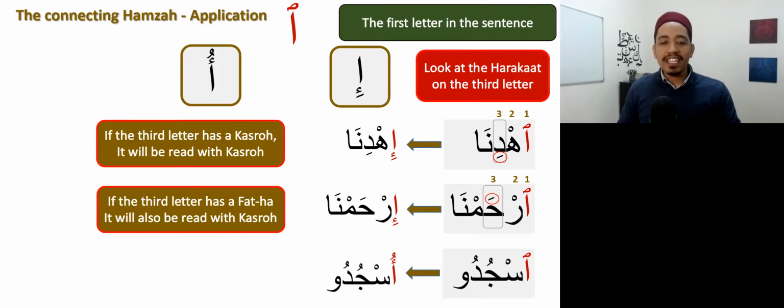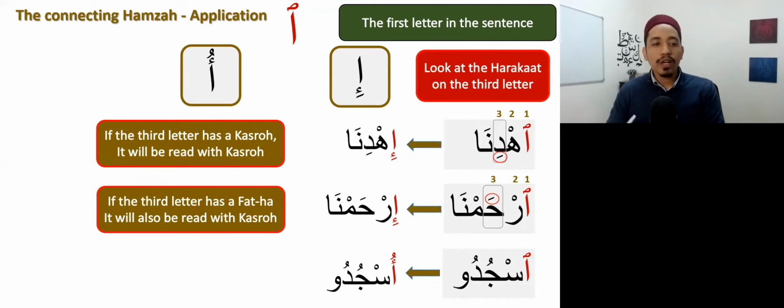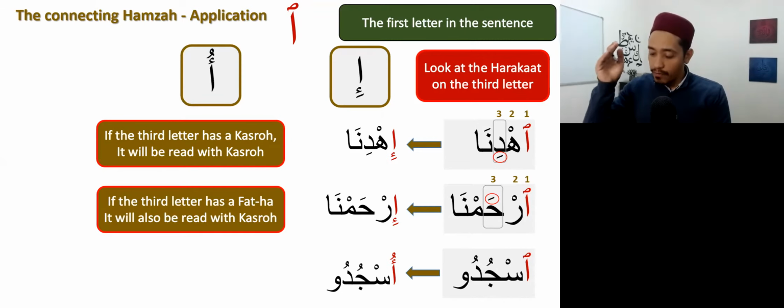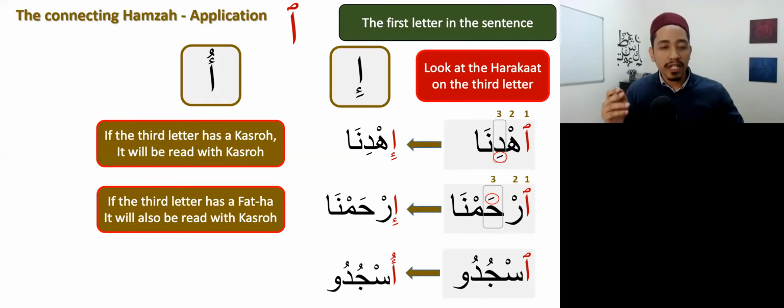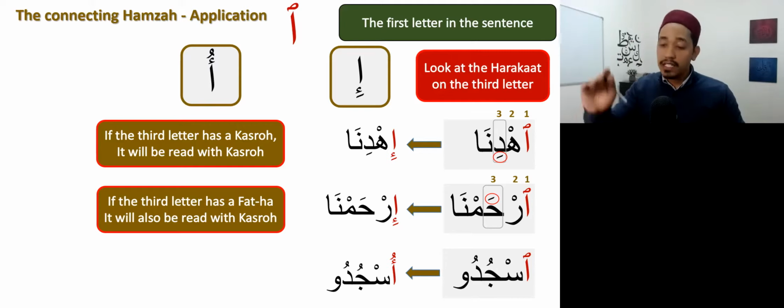If the third letter has a fatha, it will also be read with kasra. So they made it easy for us. Remember, the connecting hamza will be read with a fatha if it has a lam after it. We've done that. Now we're saying, when you see the connecting hamza in the beginning of a word, and there's no lam after it, how should you pronounce the connecting hamza? Look at the third letter. If the third letter has a kasra or a fatha, the connecting hamza will be read with a kasra. Irhamna. The third letter has a fatha, so the connecting hamza will be read with a kasra.